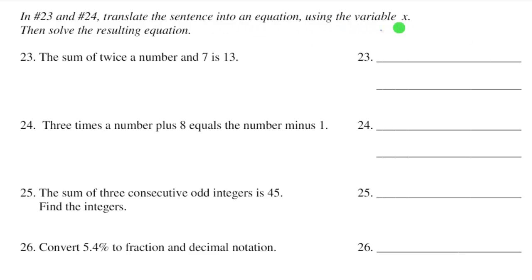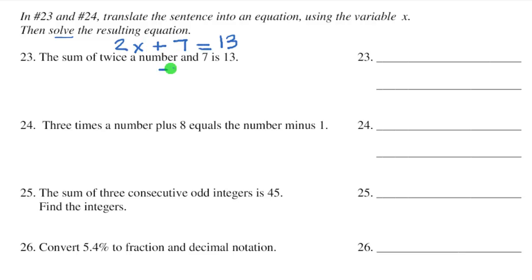In the next 2 problems, we're going to translate the sentence into an equation using x, and then we're going to solve. The first one is: the sum of twice a number and 7 is 13. So twice a number is 2, and it's a multiplication. We're going to use x for the number, so 2x. It says it's a sum, so that's plus 7, and "is" always means equals. So 2x plus 7 equals 13.